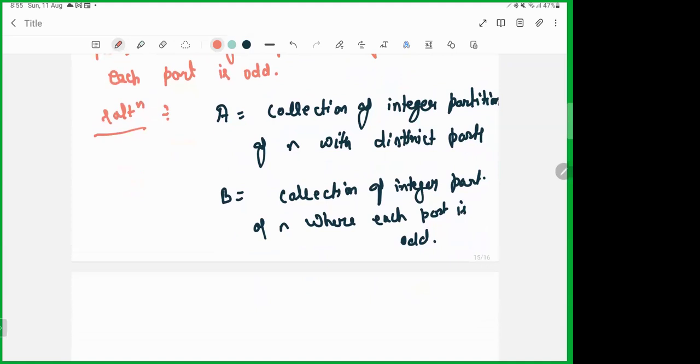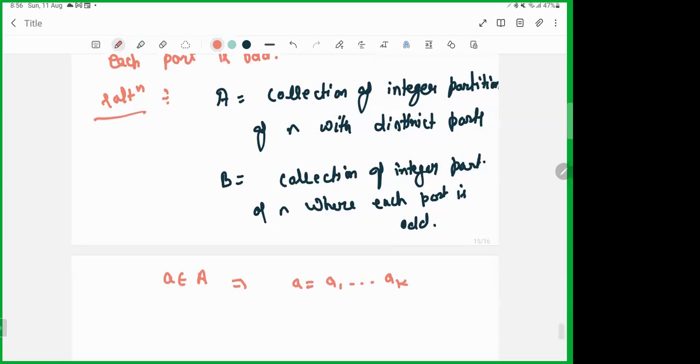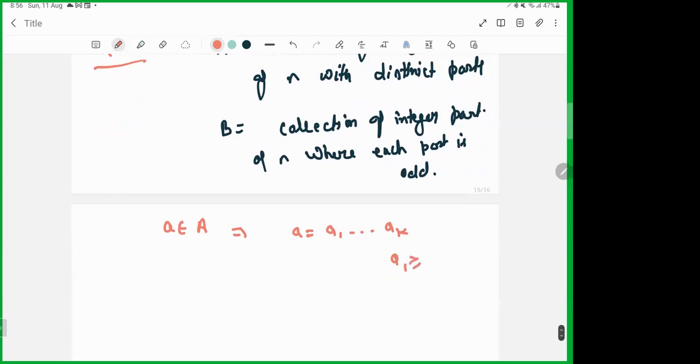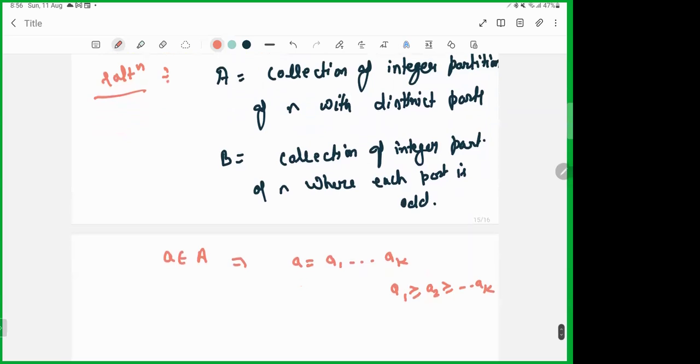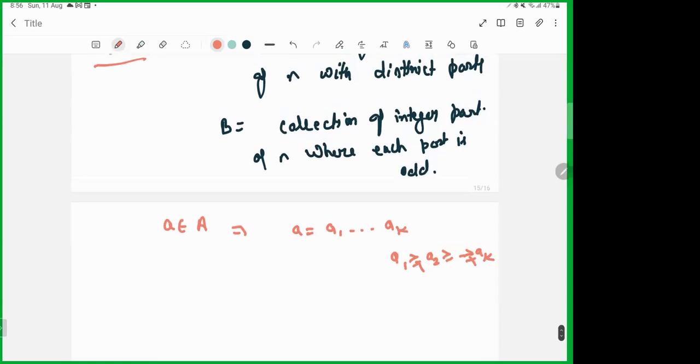Okay, I don't think then my idea will work actually. Let me give you a hint. Suppose you choose a element a belonging to A. That means a is of the form a1, a2, ..., ak, such that a1 is greater than a2 greater than ... ak, with distinct parts. So these parts are distinct: a1 does not equal a2, does not equal ak. Now you have to construct.